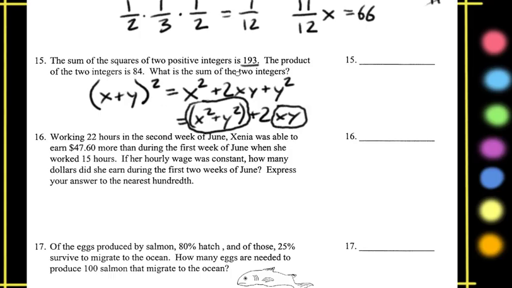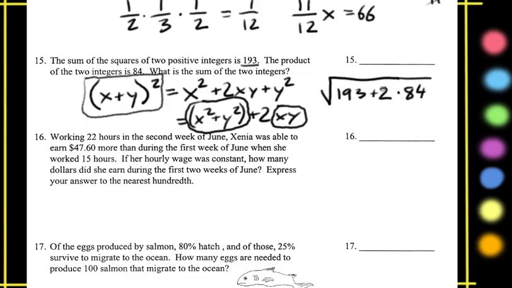And what we want to know is the sum of the two integers, which is over here, except that this is the sum of the integers squared. So we could take the square root of both sides here, and we get the thing we're looking for is going to be the square root of 193, that was this part here, plus 2 times 84. Okay, so this is going to be the sum of the sum of the squares, because if you square it, you get what's here. Okay, so then you just have to plug it in and see what you get.